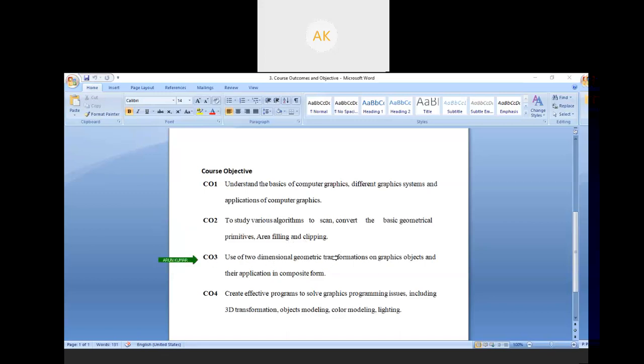The third course objective of this subject is to use two-dimensional geometric transformation on graphics and their application in composite form. We will discuss this kind of transformation. There are a number of transformations we will see in the next slide. The last objective of this course is to create effective programs to solve graphics programming issues, including 3D transformation, object modeling, color modeling, and lighting. This is our course objective that we will cover during this subject.